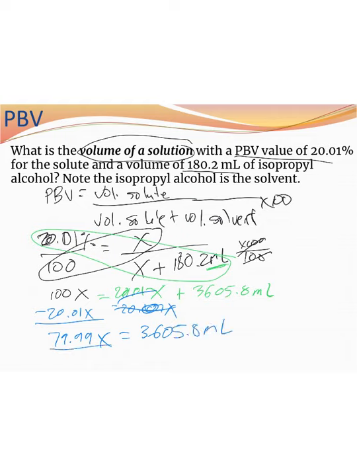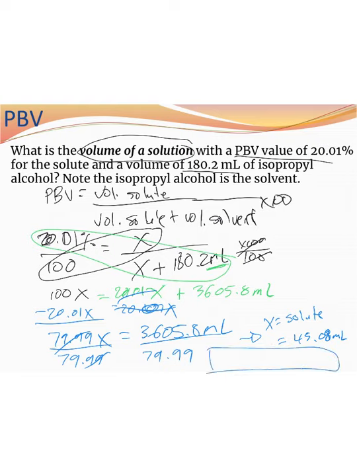And to get X, I divide both sides by 79.9 to get rid of it. And once again, whatever I do on one side, I do onto the other side. This gives me the solute, which is X, is equal to 45.08 milliliter. But please note that's not the answer, because the solution is solute plus solvent, which is 45.08, plus the solvent, which we were given, 180.2 ml.